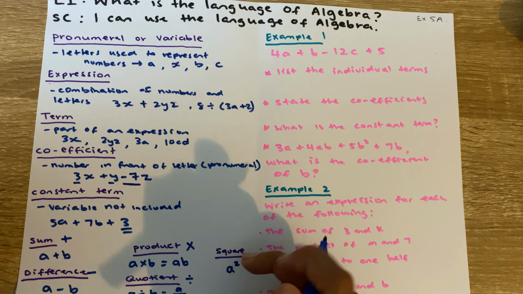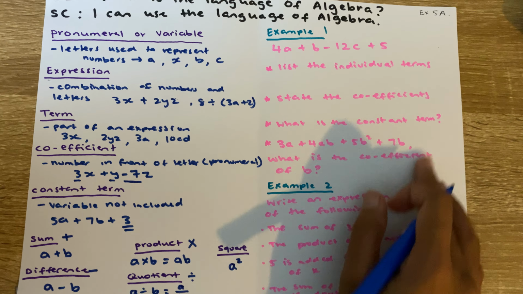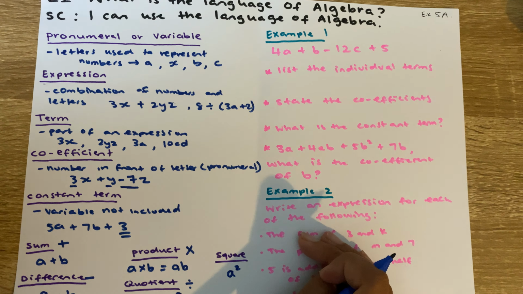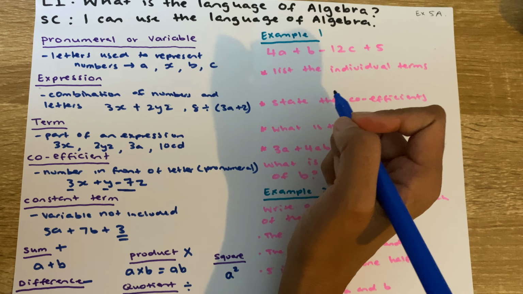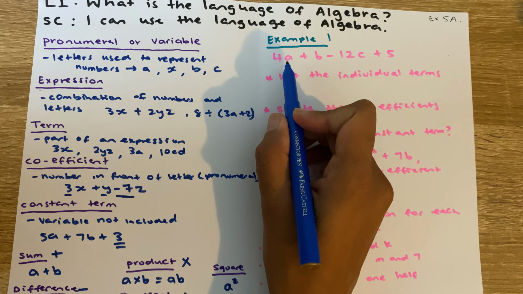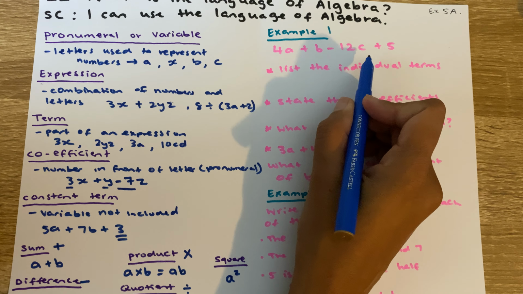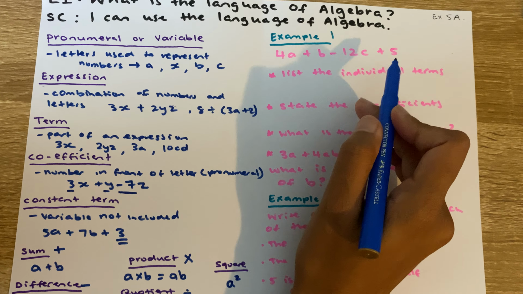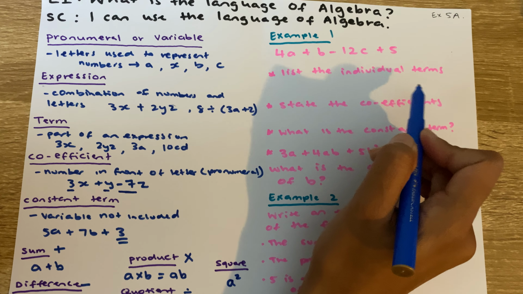All right, so in our first exercise, what we're going to be looking at is this vocab and playing around and making sure we understand what this vocab is. So we'll go through an example. I have got the expression over here, 4a plus b minus 12c plus 5. That is an expression. We need to list the individual terms.